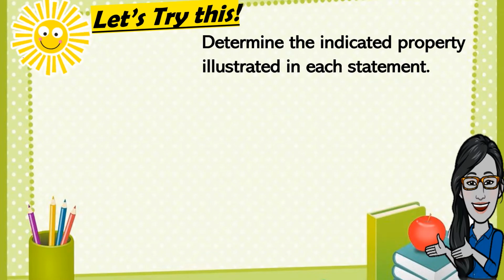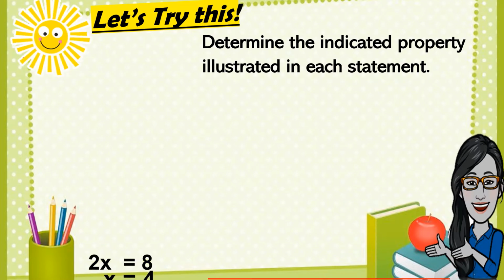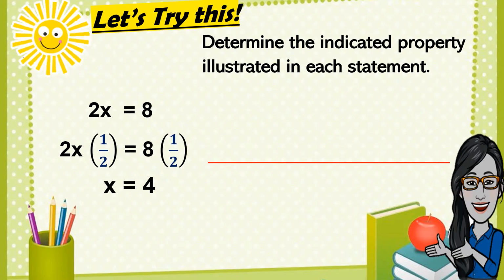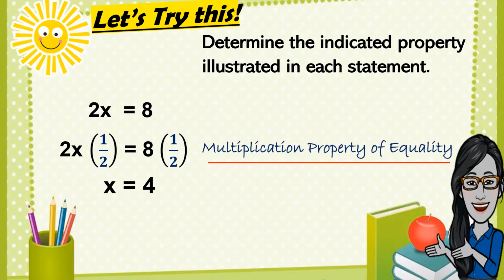Okay, another example here. So we have 2x is equal to 8. O, tingnan nyo, anong nangyari? Naging 2x times 1 half is equal to 8 times 1 half. Then x is equal to 4. Anong property of equality ang ginamit dito? So that is the multiplication property of equality. Correct.